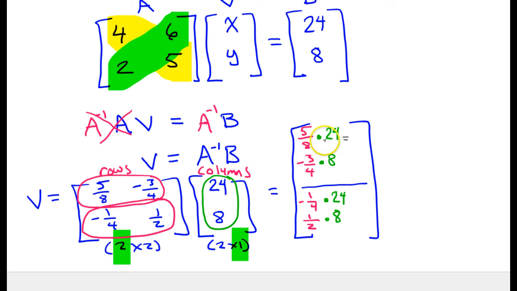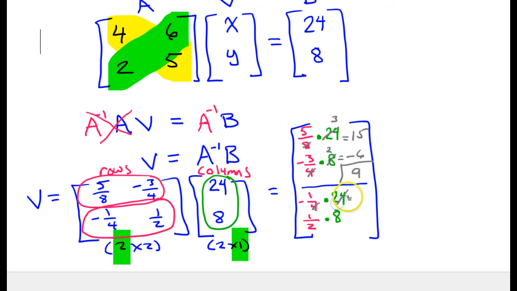Notice that 8 goes into 24 3 times. So 5 times 3 is 15. 4 goes into 8 twice. -3 times 2 is -6. Then I'm going to add those up, and that's 9.